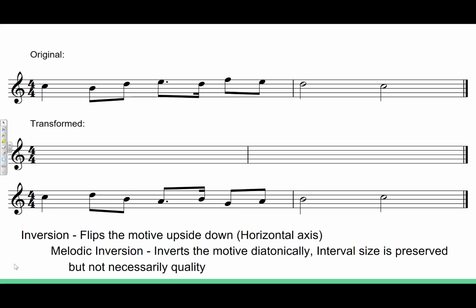So I'm going to play for you the original melody and then the transformed melody with the example of a melodic inversion. Here is the melodic inversion. So if you look carefully at all of the notes, the interval size is preserved, but not necessarily the quality. In other words, you may experience a minor third ascending in the original melody, but a major third descending when the melody is inverted.